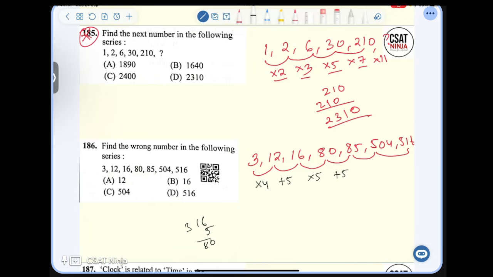And next is 85 into how much? Is it plus 6? 80 plus 5. It should be into 5 here. So let's check for this one. 85 into 5, let's check for 5. 5 5s are 25, 5 8s are 40, 42. We are getting this one here. So which means the wrong number here will be 504, I guess.